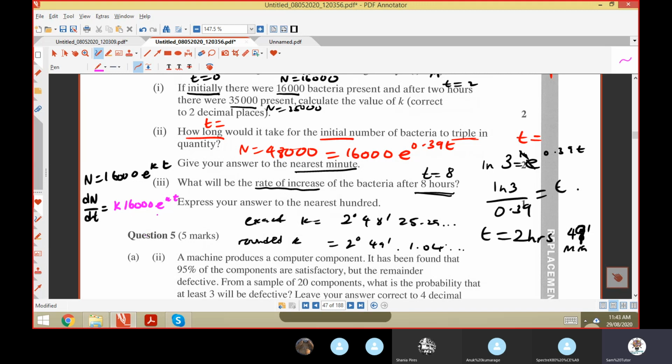Does that make sense? Of course, it just says time is 8. You already know what k is. Good luck. That's it. How many marks? 1 mark. Oh yeah, because it's easy. Express your answers to the nearest 100. Again, you would get it wrong, potentially, if you use 0.39. I'm going to use our k value as k times 16,000 times e^(k times 8), to the nearest 100. What will be the rate of increase of the bacteria after 8 hours? 143,400.